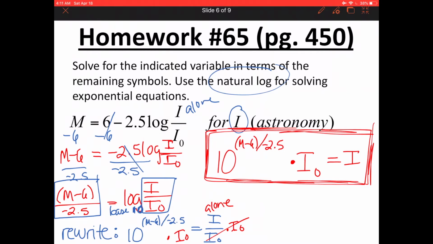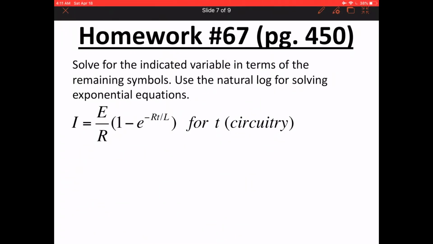One more problem here. Our last one, number 67. Okay, guys? Solve for the indicated variable, use natural log. So again, now we're solving for t, and you guys see there is a lot going on here. So the first thing we want to do is see if there's anything we can add or subtract. There is not. So then we go to multiply or divide. I can get rid of this divided by r by multiplying. So let's multiply both sides by r to get rid of that fraction.